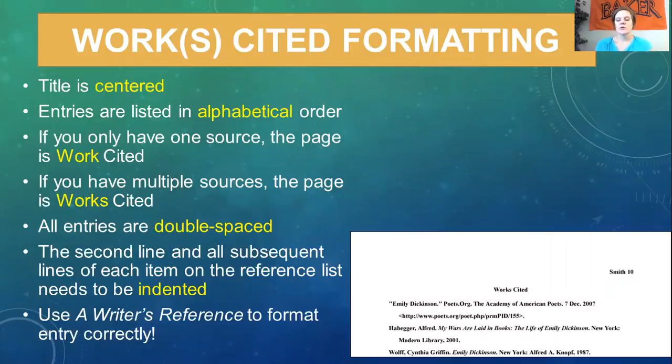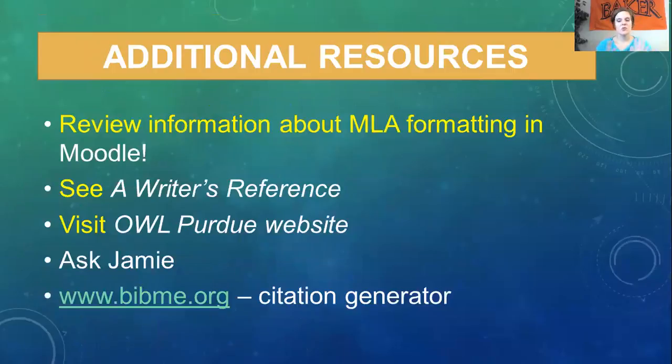And then again, it's really important that you use a writer's reference so that you can understand how to format an entry correctly. So that's just a quick understanding of the MLA formatting that you'll want to be using. Some additional resources we already talked about: you want to see your writer's reference. A great website is the Purdue OWL, or Online Writing Lab, Purdue website. It is very helpful. You can certainly ask me, and I would also recommend using bibme.org. It is a works cited citation generator. It will also do in-text citations. So if you put the information in, it will spit back what it should look like in MLA formatting.